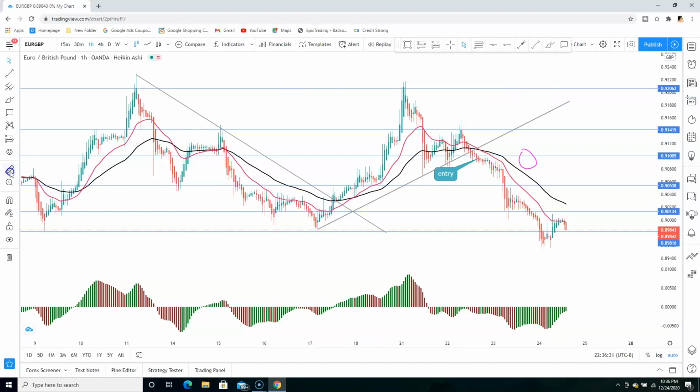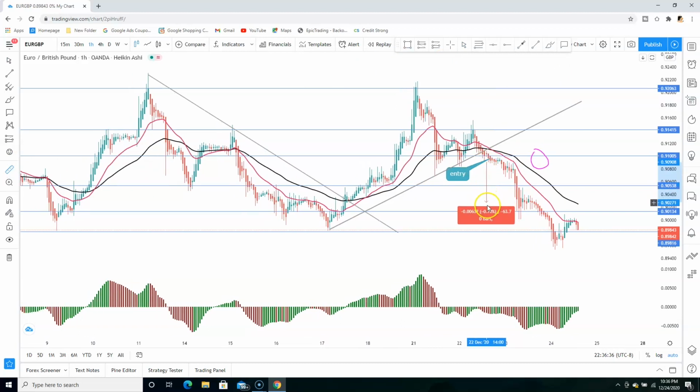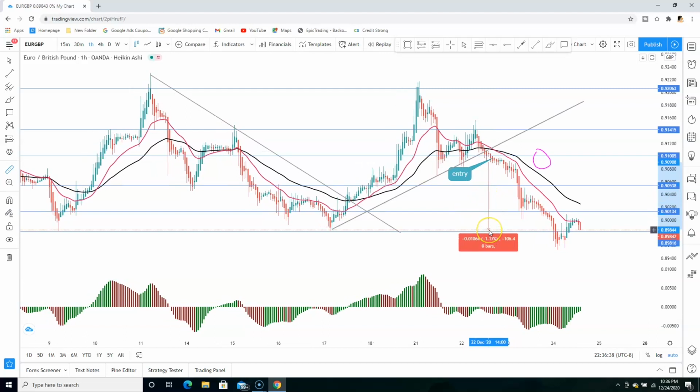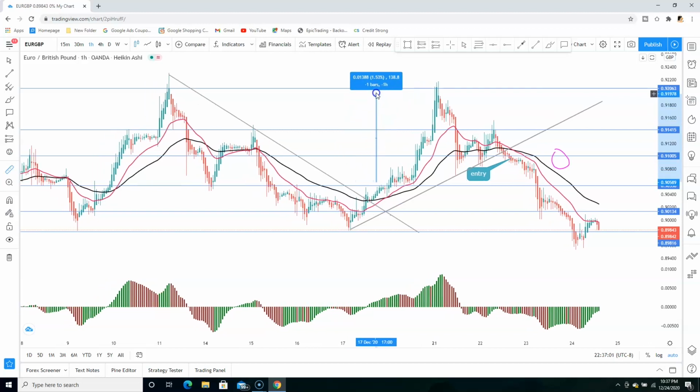In fact, let's even look at how many pips this gave us. Just this trade right here, from our entry to our take profit. Right here, we have 107 pips. That's how powerful this strategy is, guys. That's for the sell. And if we take a look at the buy, we got in here, and man, this was almost 150 pips.